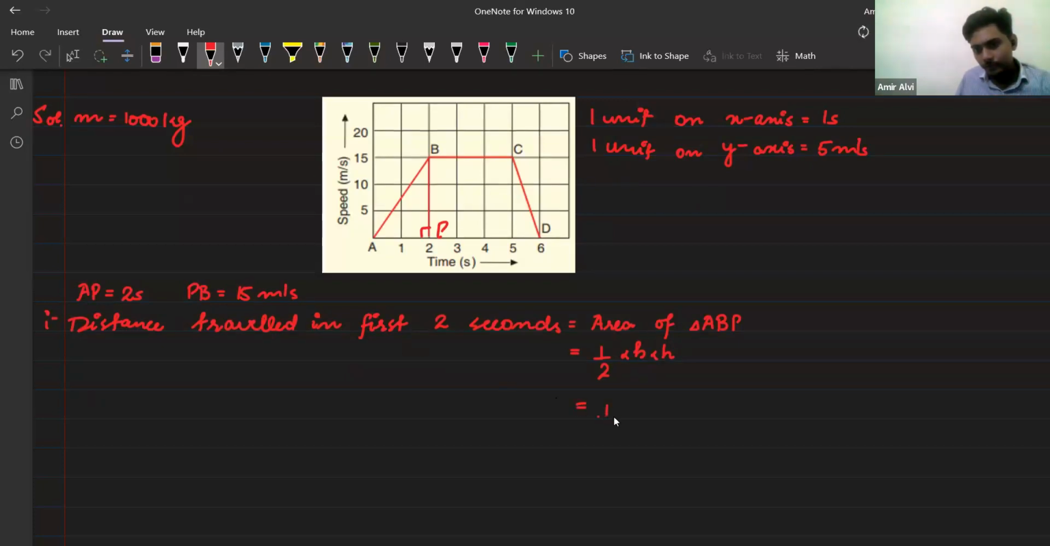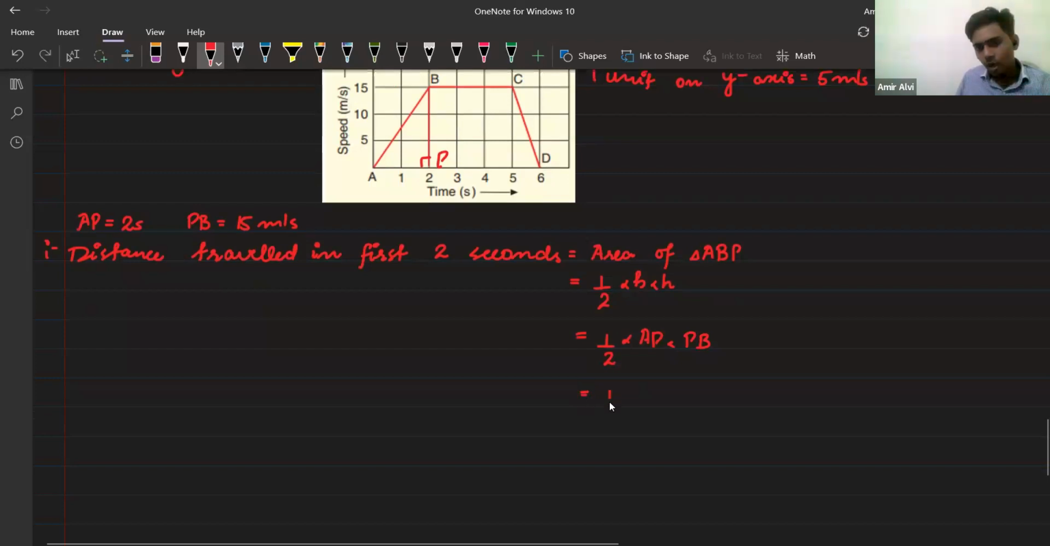So the area is half base, which is AP, and PB is equals to half into 2 into 15. So this answer will come in meter, as the unit given is meter. So this will cancel. So distance covered in first 2 seconds is 15 meter, everyone. Is this clear?